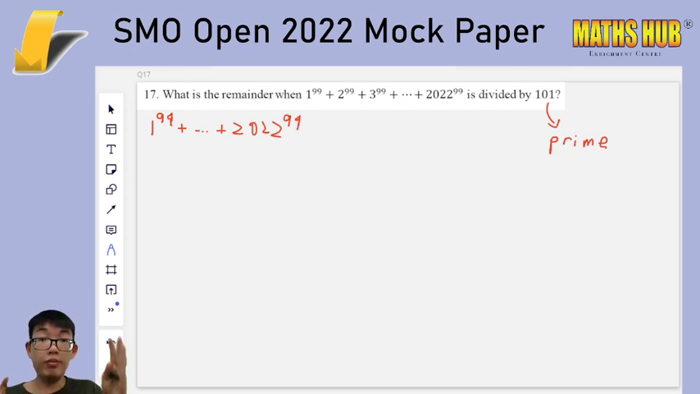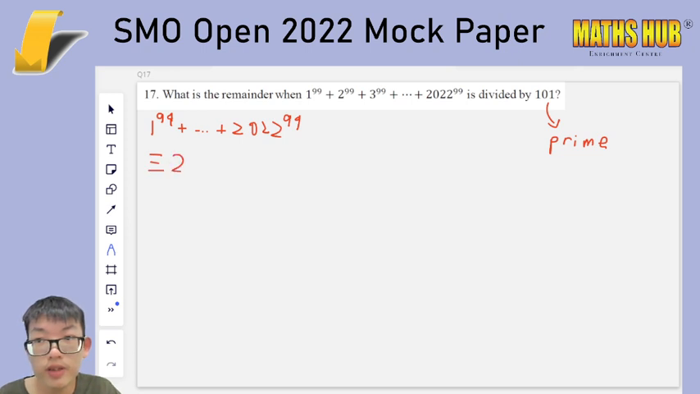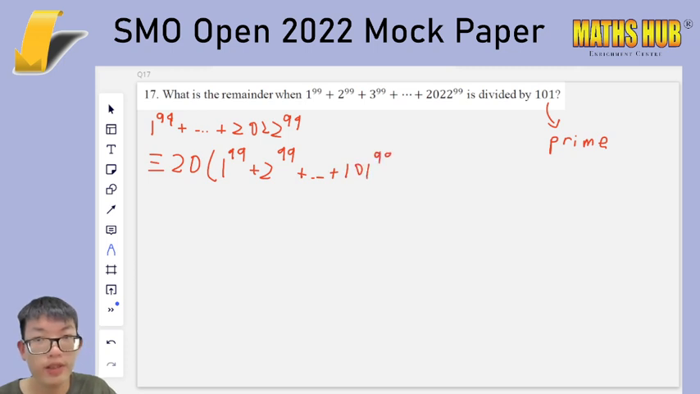I'm going to just break it into blocks of 101, and there will be 20 blocks of 101. Blocks of 101 meaning from 1 to the 99, 2 to the 99, all the way to 101 to the 99, with a couple of leftovers outside. So the two extras are again 1 and 2.